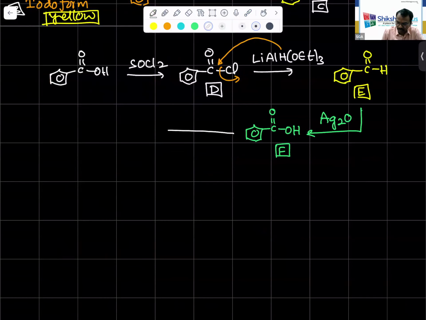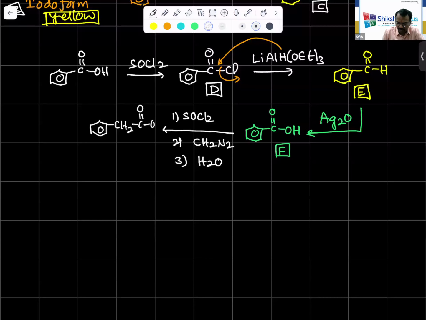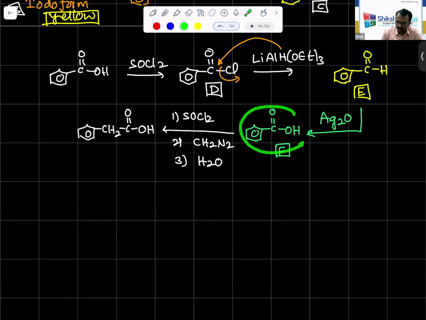Now it is benzoic acid. It is treated with SOCl2. Next, it is treated with diazomethane, CH2N2, followed by hydrolysis. What will happen? It will convert into the next higher homologue. What do you mean by next higher homologue? It is very simple. Here, benzoic acid, of course, between benzene and carboxylic acid, one CH2 will be connected.